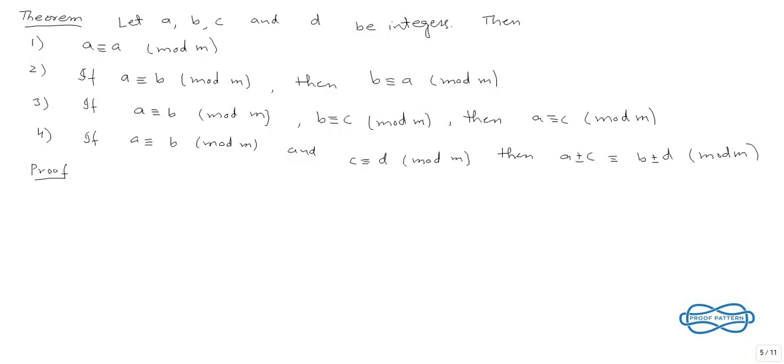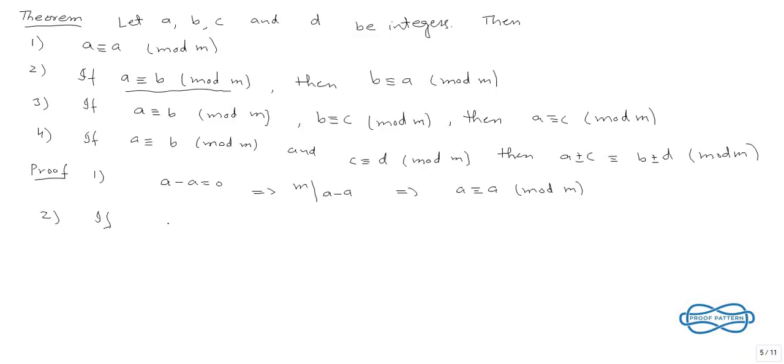Proof. The proof of the first is very simple, because A minus A is equal to 0 and 0 is divisible by every integer, therefore m divides A minus A, and this means A is congruent to A mod m, by the definition of congruence.